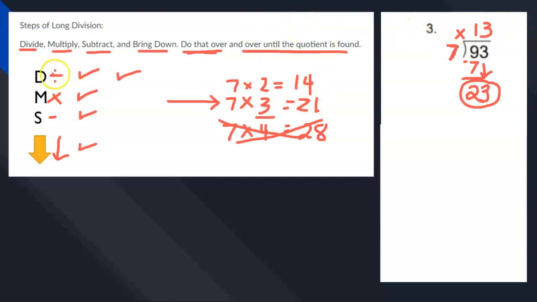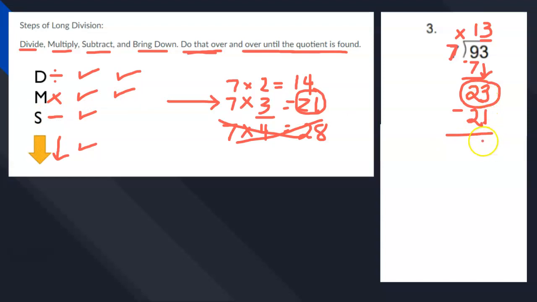Okay, so we divided. Let's multiply. If you're thinking, what do I multiply? Well, we already multiplied the 1 times 7, so we're kind of done there. So we look at the number that we just divided. 3 times 7 equals 21. Is that the number that we just decided on? Sure was. So I add the 21 below. Then check for multiplication.